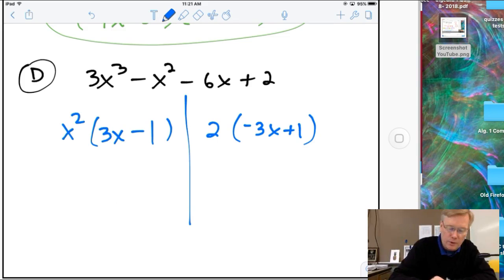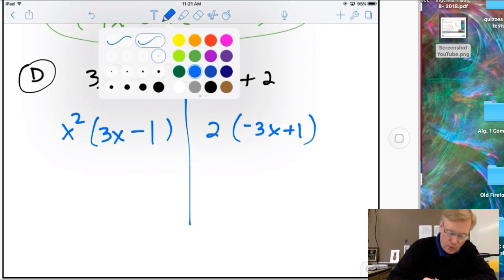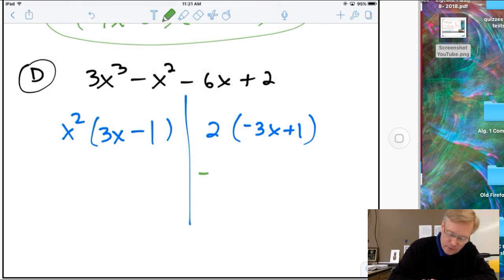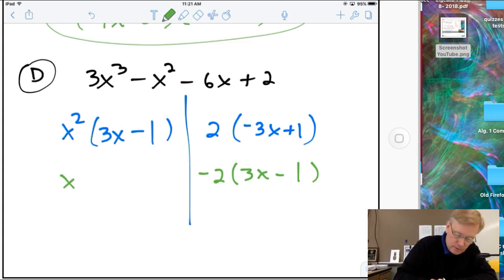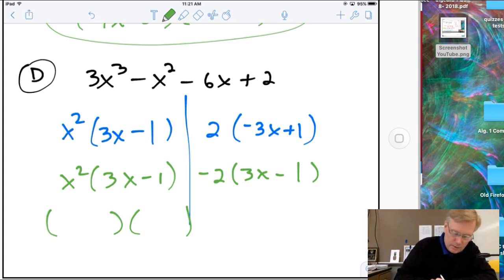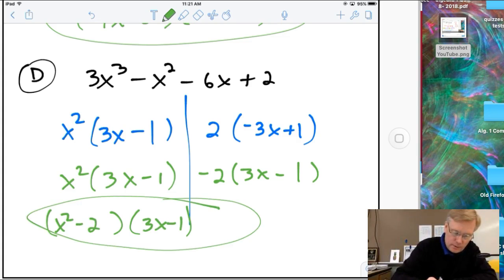Okay, so I'm close. My parentheses are almost matching, but don't. The numbers are correct, but the signs are wrong. So if I make the 2 negative, change everything else to the opposite sign. Plus negative 1 is the same as minus 1. And over here I got 3x minus 1. Okay, and then I can write down my answer. The answer will be x squared minus 2 times 3x minus 1. And that's it.